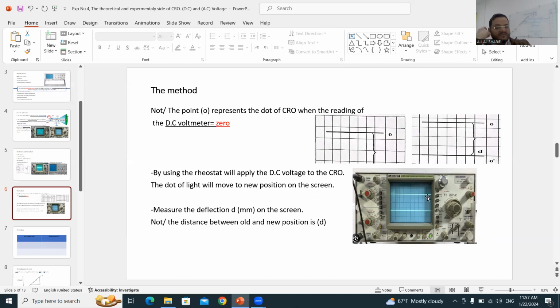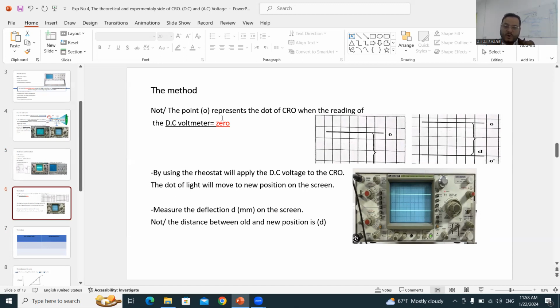After that, I will calculate the deflection of this line and measure the distance between them. Here, we have some squares on the screen to help us manage the distance between these lines. Every square equals 10 millimeters, that means 1 centimeter. In this picture, O and O dash are the first position and the deflection position, and the distance between O and O dash is D. Our job today: we have a column containing the voltage readings of the voltmeter and the distance between O and O dash, that is D, and its unit will be millimeter.